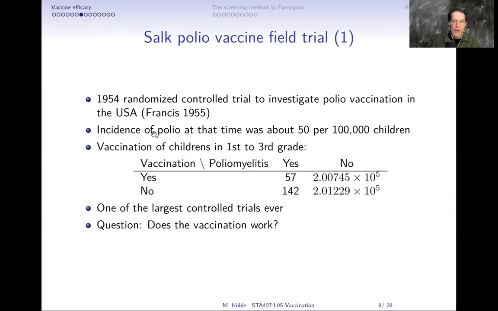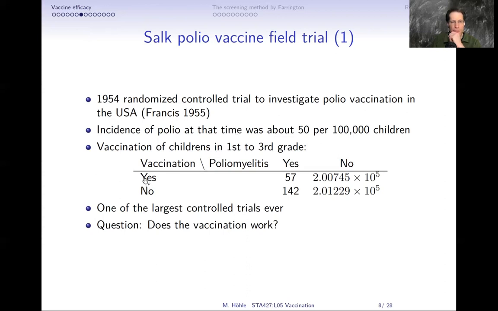And what they did is Francis developed a vaccine for polio and tried this out under field conditions. So children in 1st to 3rd grade were investigated in this placebo-controlled trial, or to be honest, I'm actually not sure it was even placebo-controlled. I would also have to check that, but I guess it was.